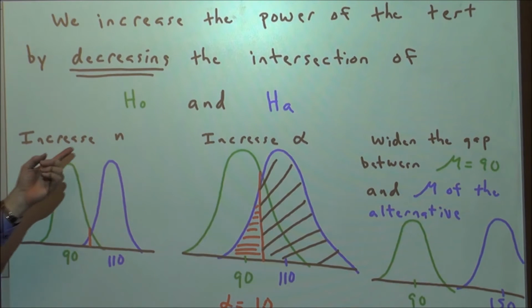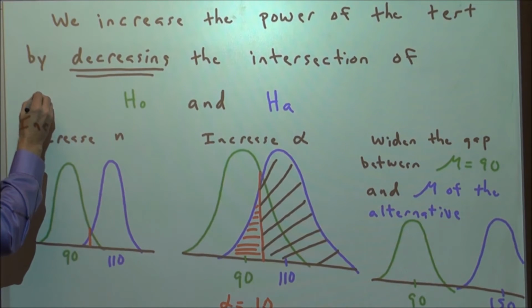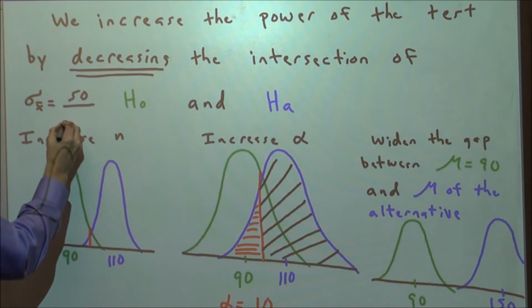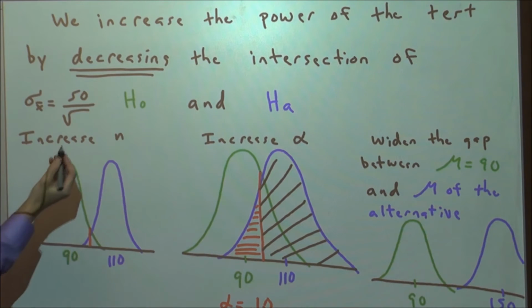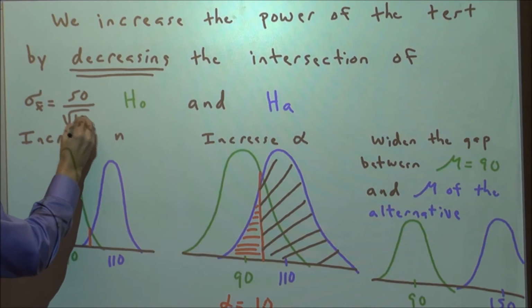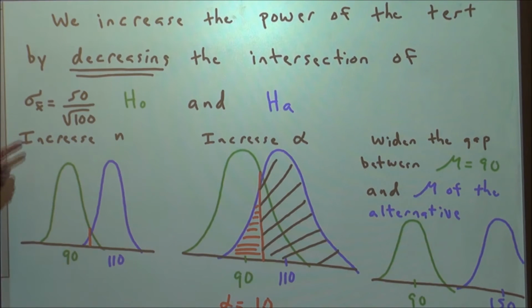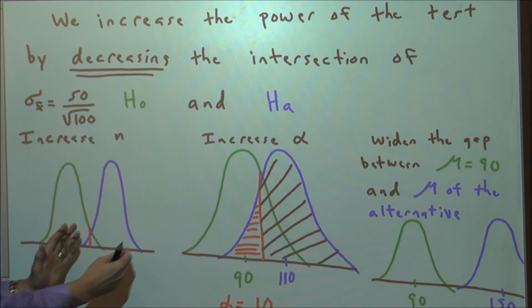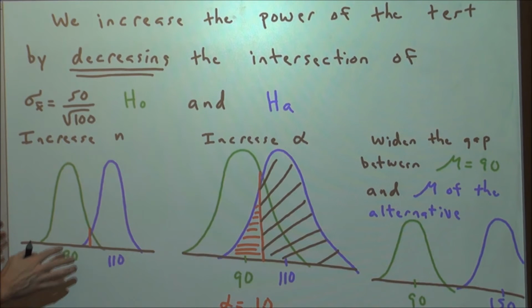So if we increase the n, recall that the standard deviation of the sample means was 50 divided by the square root of 25. Maybe we increase the sample size to, let's say, 100. Now the standard deviation of the sample means would be 50 divided by 10. The standard deviation would only be 5. So both of these sampling distributions would be much less spread out. They'd have less variability. They'd hardly have any overlap, any intersection.